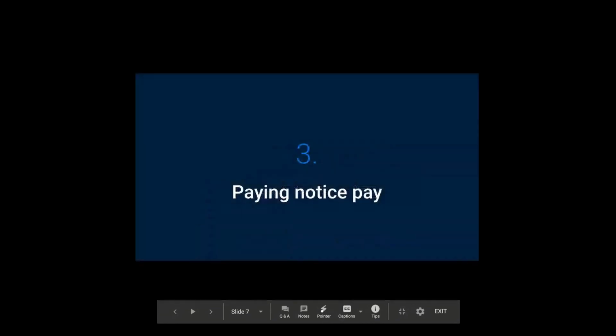So now we're going to take a look at notice pay, which is also called pay in lieu of notice. And this is a topic that has become quite prevalent for employers, particularly during furlough months, when employees who may need to be given their notice are not necessarily receiving full pay.